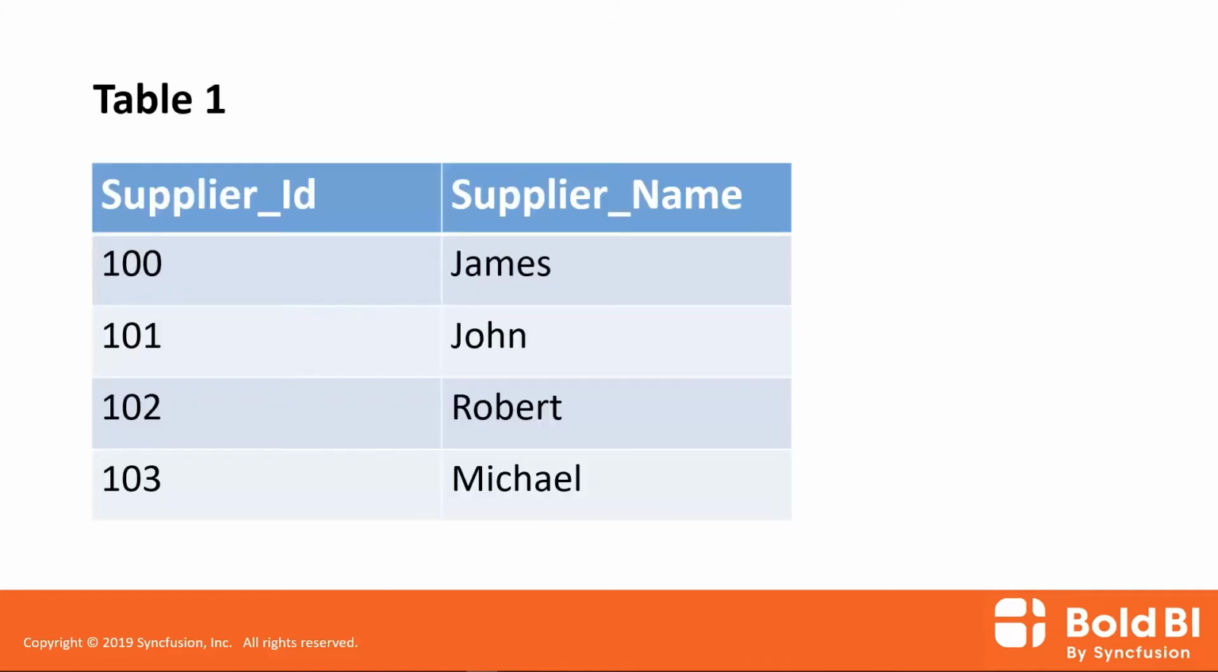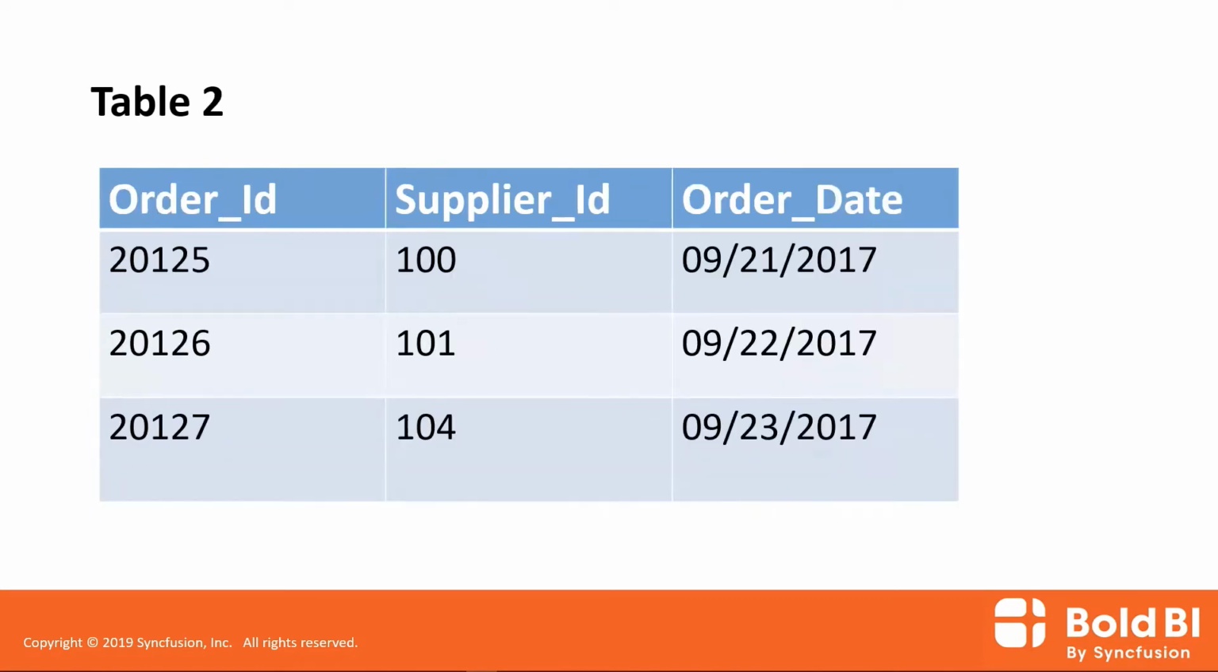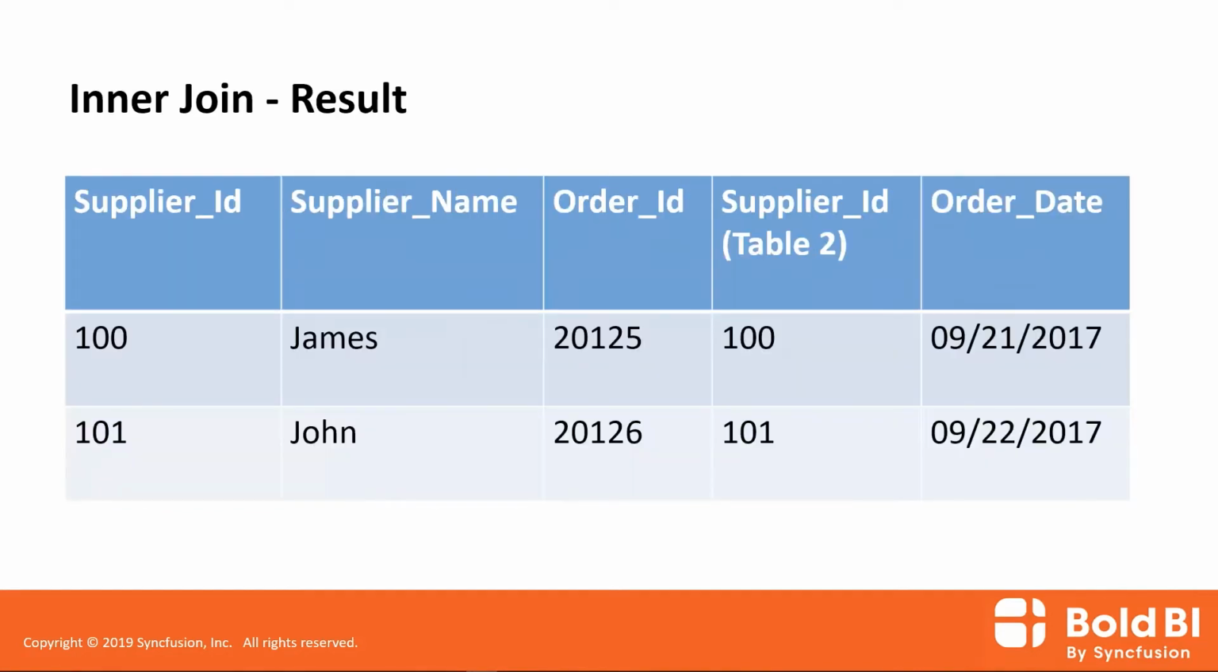Consider Table 1 with Supplier ID column and Supplier Name column, and Table 2 with the columns Order ID, Supplier ID, and Order Date. Now, we can join these two tables using the unique column Supplier ID between them. Now, as an inner join result, you can see the two tables get joined based only on the matching records in the unique column Supplier ID.